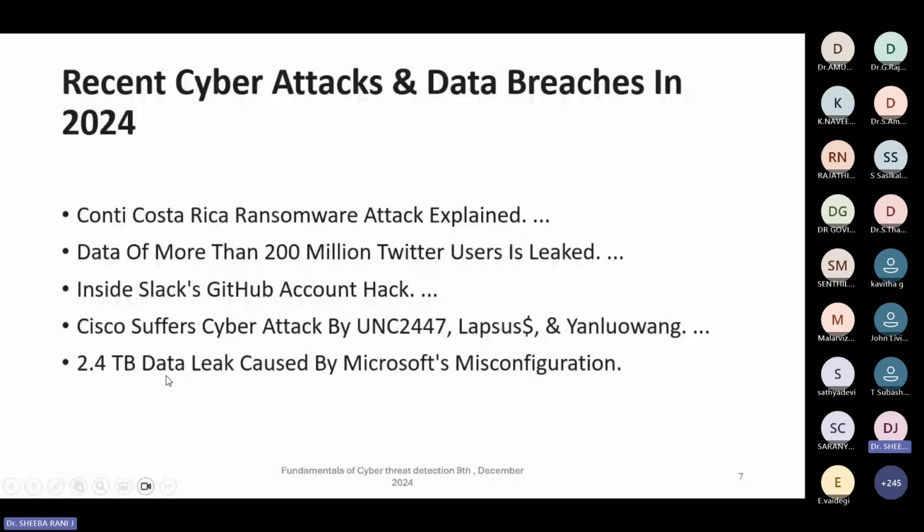So now you see, the Conti Costa Rica ransomware attack. So we learn what a ransomware attack is. Okay. So data of more than 200 million Twitter users is leaked. You see, if this data is leaked, what happens? A lot of confidential data, if it is leaked, means it will be a huge benefit for the adversaries, right? It is a huge loss for the users, right?